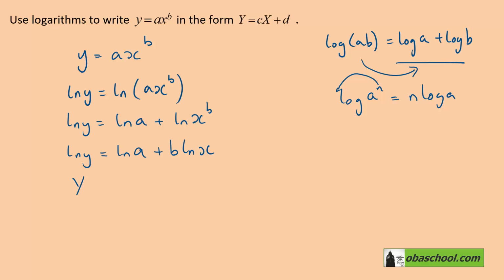This is y is equal to d plus cx, and we can see that the y-intercept of that would be at 0d, and the gradient would be the c here.